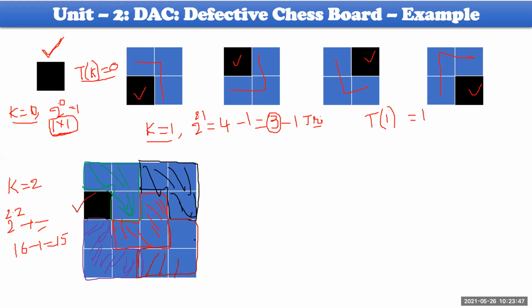The defective tile might be available anywhere else, not exactly the same position. Anywhere else the defective tile appears, in this way you can fill them. So like this, how many triominos are required? Triomino number 1, triomino number 2, triomino number 3, triomino number 4, and triomino number 5. Five triominos are required to fill this up.